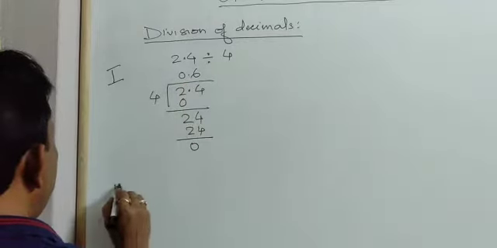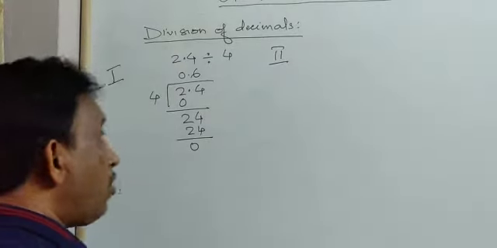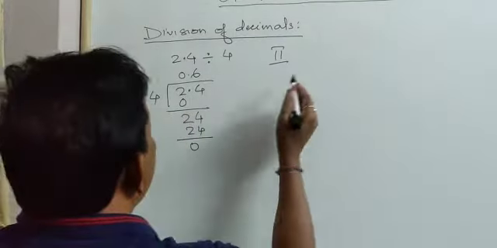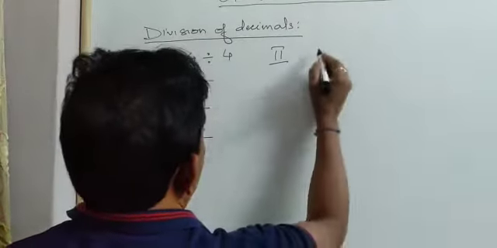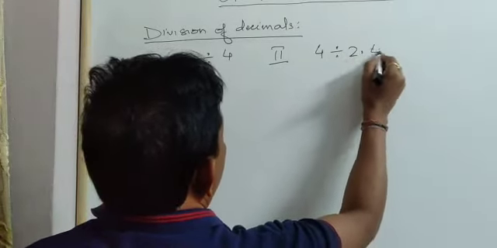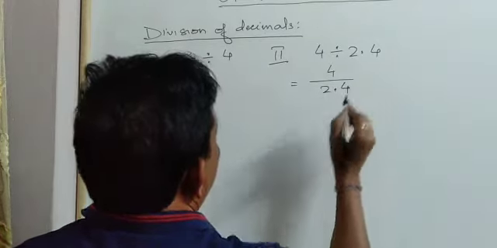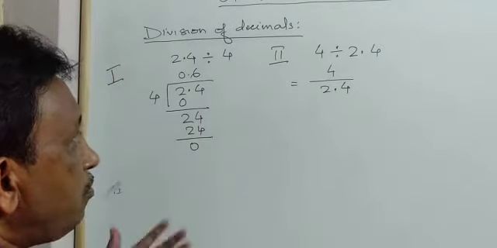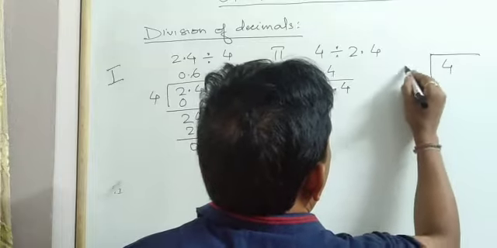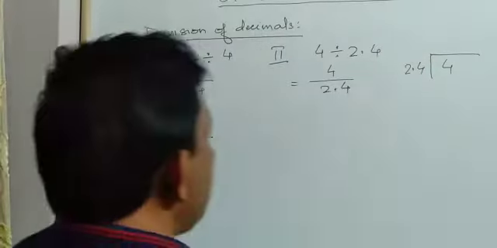Now case number 2, I'll do it here. Case number 2 is division of a whole number by a decimal. Let us take this only. Suppose 4 divided by 2.4. If I arrange it, it becomes 4 divided by 2.4. Now it is very difficult. How to divide this? Now see, there is a way.